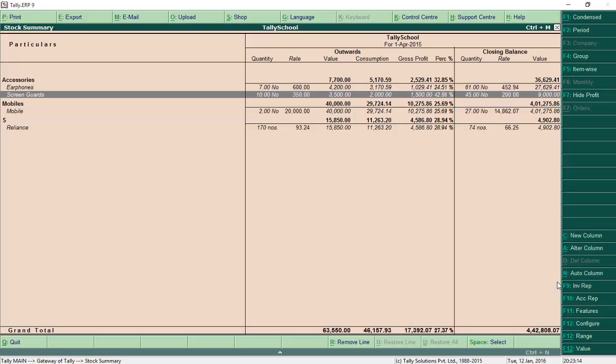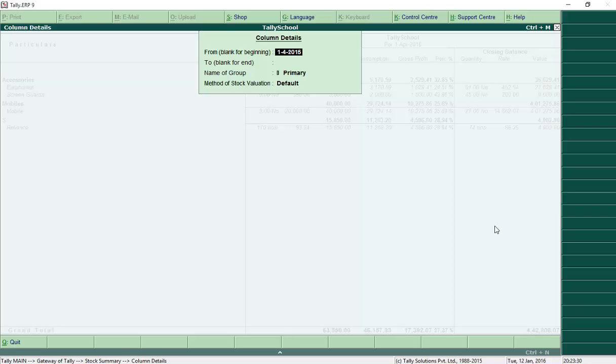These are certain options in stock summary which you can see, and it is very important for your business. Now let's look at something more. You can click here or just press Alt plus C and this will appear. Now this is From and To. That means you can select a certain time frame for which you want to see.